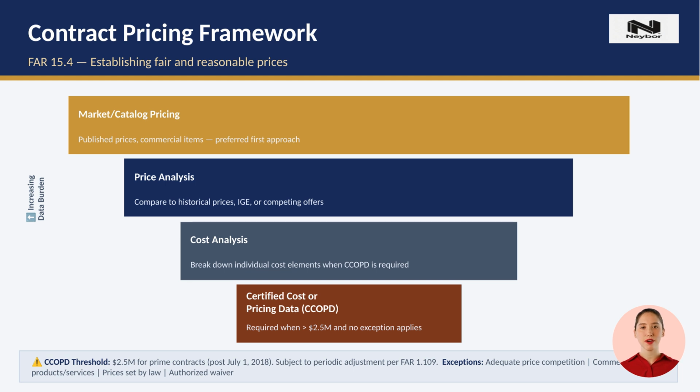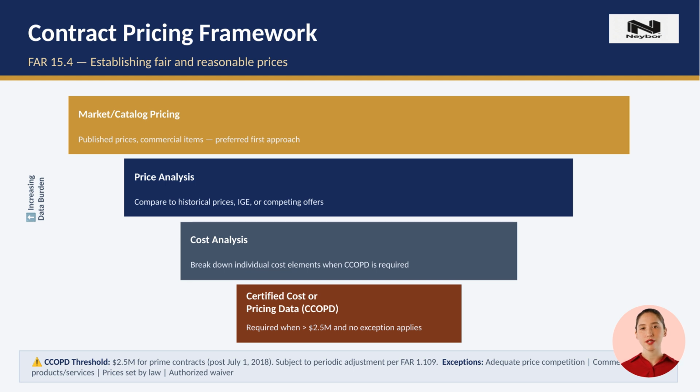Pricing under FAR Part 15 follows a preference hierarchy. The government should start with the least burdensome approach, using available market or catalog prices, and only escalate to more demanding methods when simpler ones are insufficient. Price analysis compares the total price to benchmarks like independent government estimates or other offers. Cost analysis goes deeper, evaluating individual cost elements like labor, materials, and overhead.